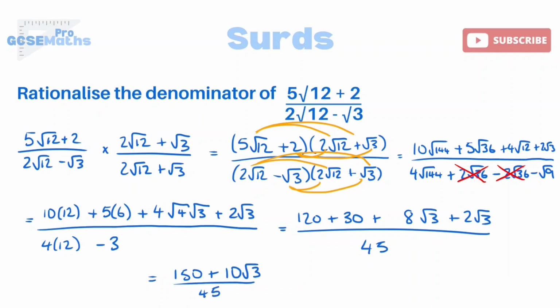So we've rationalised the denominator, but is there a common factor between all those whole numbers? So the 150, the 10 and the 45. Well, yeah, we could divide everything by 5, couldn't we? If we divide 150 by 5, we get 30. If we divide 10 by 5, we get 2. And if we divide 45 by 5, we get 9. Let's rewrite that. We've got 30 plus 2 root 3 over 9. And we can't simplify that any further because there isn't a common factor between 30, 2 and 9.